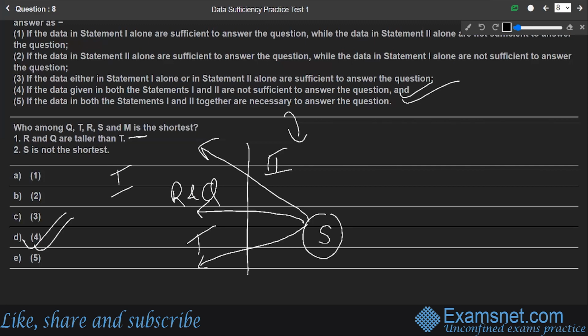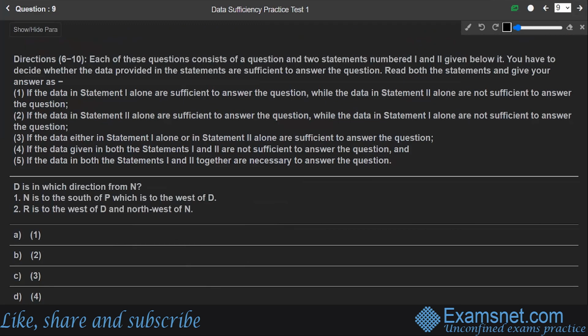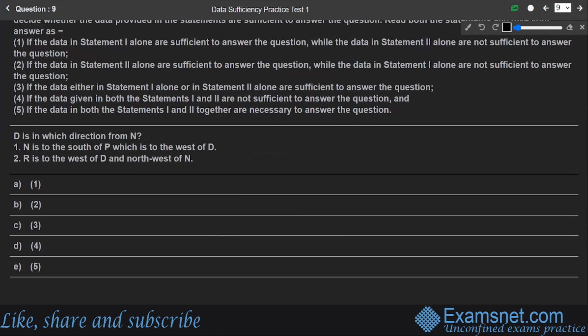Now let us see the next question. D is in which direction from N? That is the question. Let us see the options. First, let us verify the first statement alone. N is to the south of P.